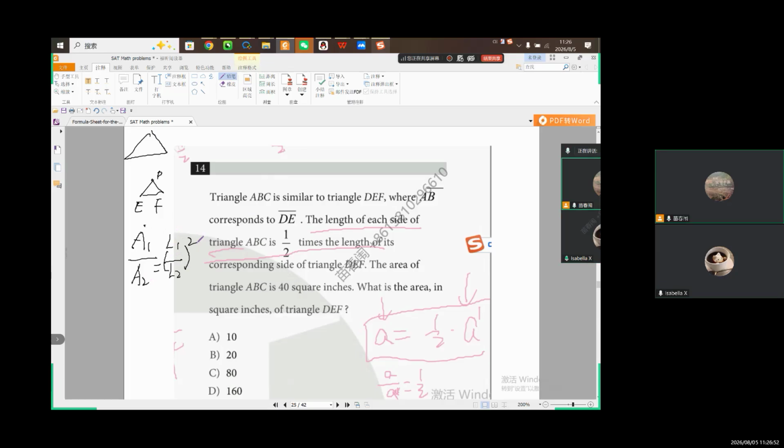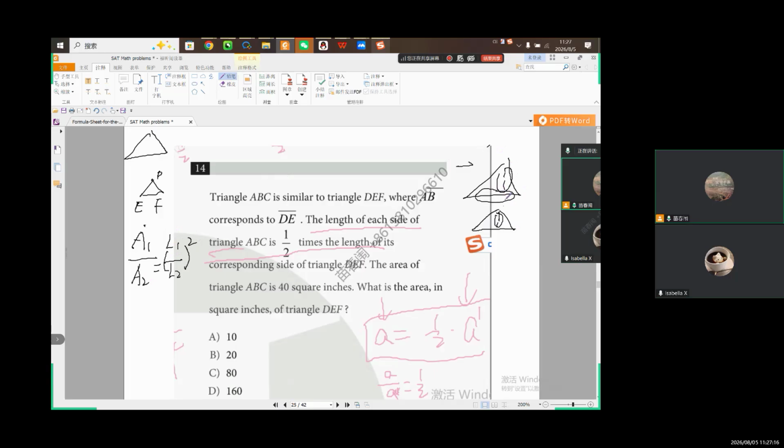Wait, why squared? Oh, because it's like length. It's area, right? If you want, I can prove it. For example, every side is half, which means your height is also half. See that? Half the height and half the base, right?